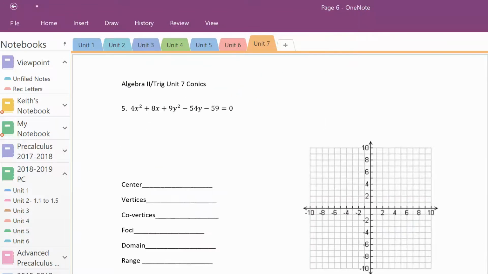Alright, so now for completing the square on conics, on ellipses. You know it's an ellipse because the numbers in front of the x squared and y squared are different. For a circle, they'd be exactly the same. So when we complete the square, we want to gather the x's and y's, and we move the 59. So it should equal 59, sorry.